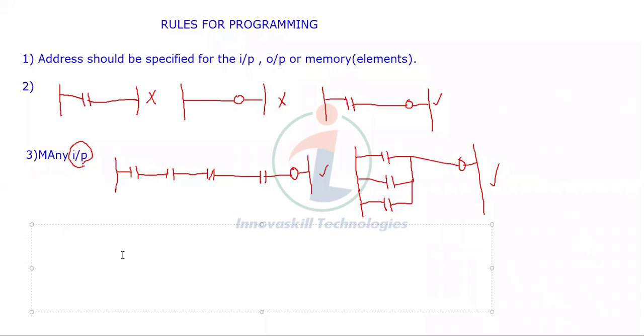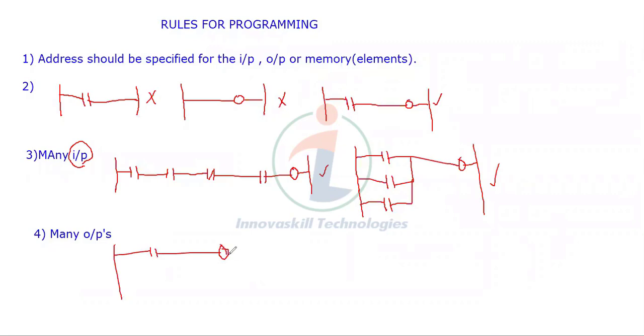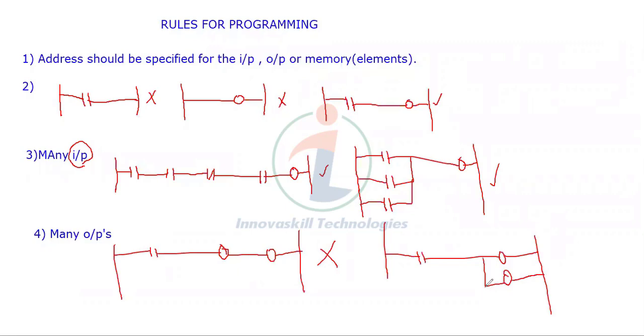In case you have many outputs, the outputs should always be connected in parallel only. Outputs cannot be connected in series. Outputs should always be connected in a parallel combination only. So this is the correct method.